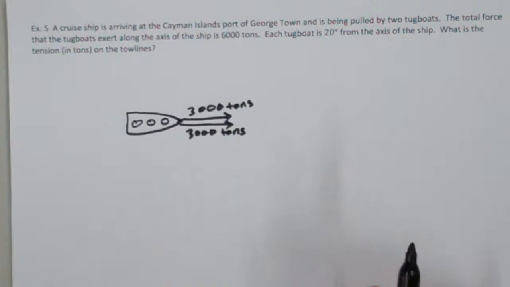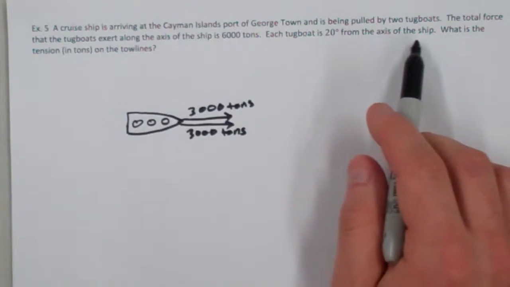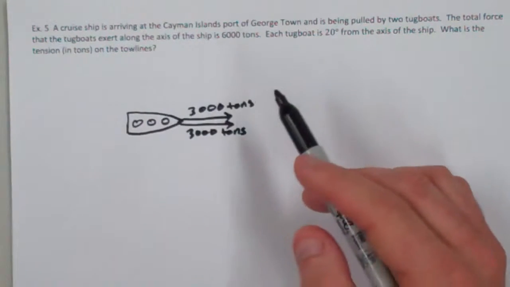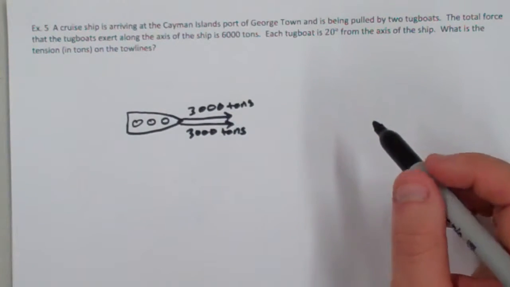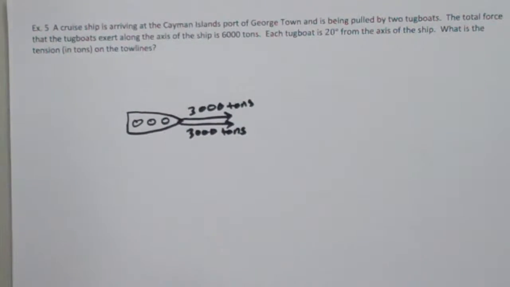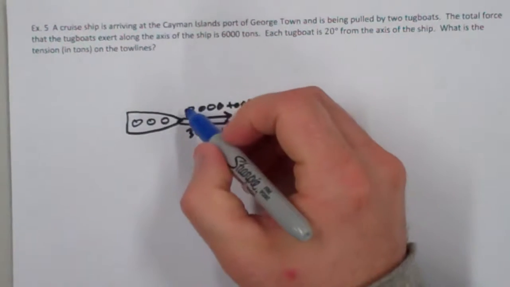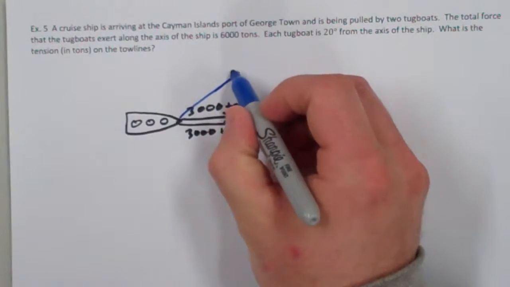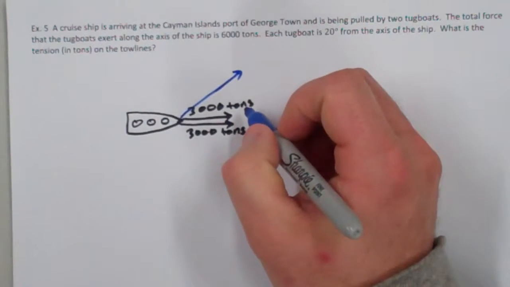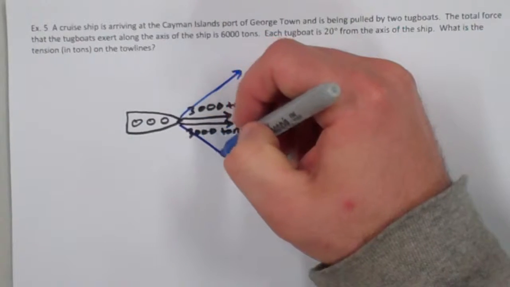Each tugboat is 20 degrees from the axis of the ship. What is the tension in tons on the tow lines? Okay. So we can draw these tow lines here, and we actually don't. I mean, we could draw 2 of them, but we just have to figure out the tension on one of them, and the angle there would be 20. And so here's the other one.